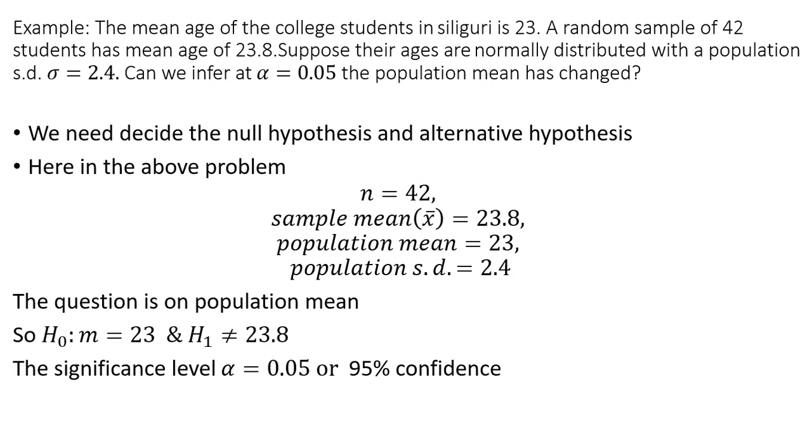So our significance level alpha equal to 0.05. That means only 5% of the total area has been covered as the critical region. Okay, look at the problem. M equal to 23 and M not equal to 23.